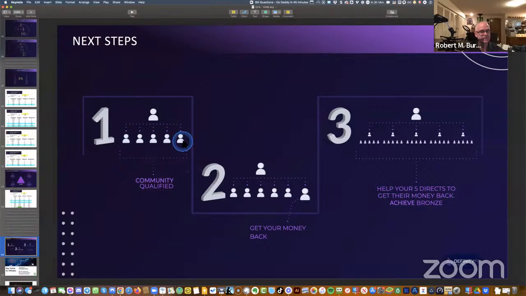The first thing you want to do is enroll 5 people. Find people that are interested in what we have. Enroll your 6th one, you have your money back, and then number 3 is go out and teach your people to do the same thing. Rinse and repeat. These are the steps, real simple. Go out and get 5 yourself in each matrix. Then get number 6, you've got your money back in that particular matrix, and then work on teaching your people to do exactly the same thing, okay?